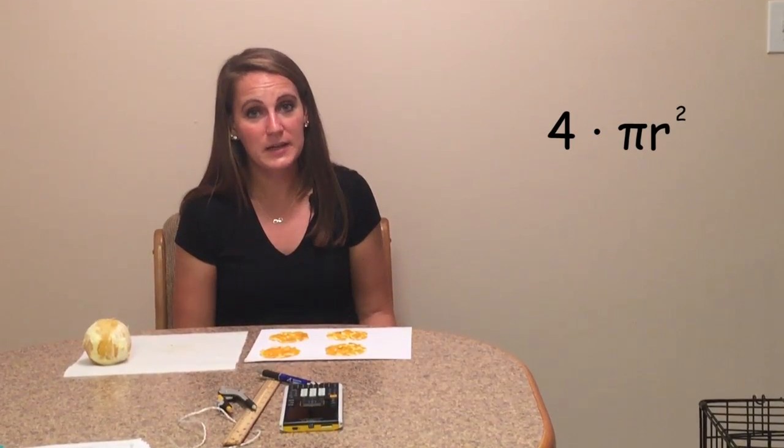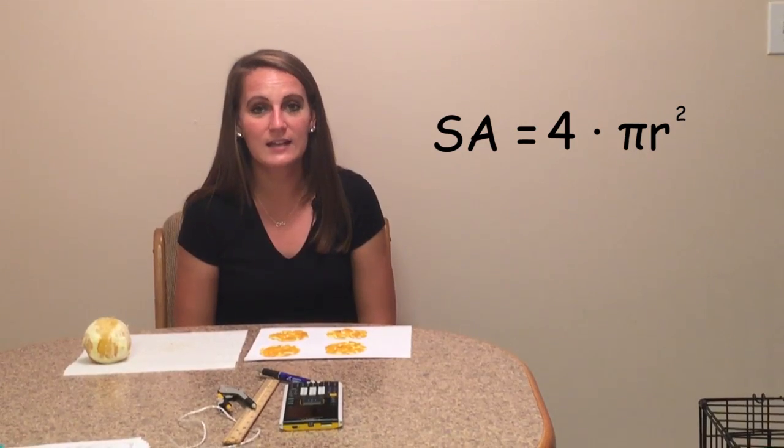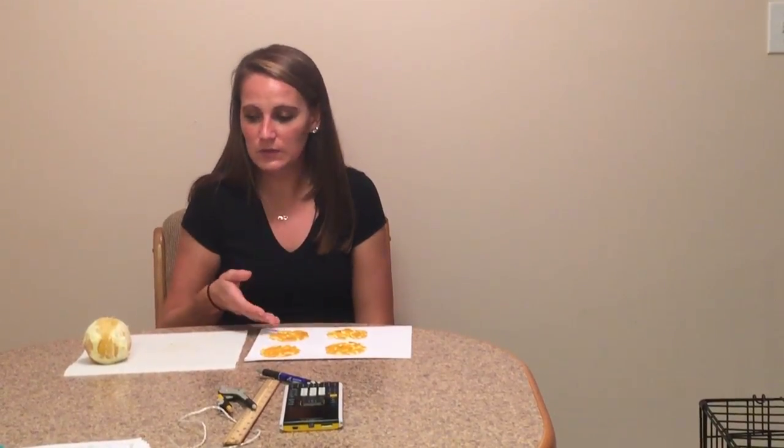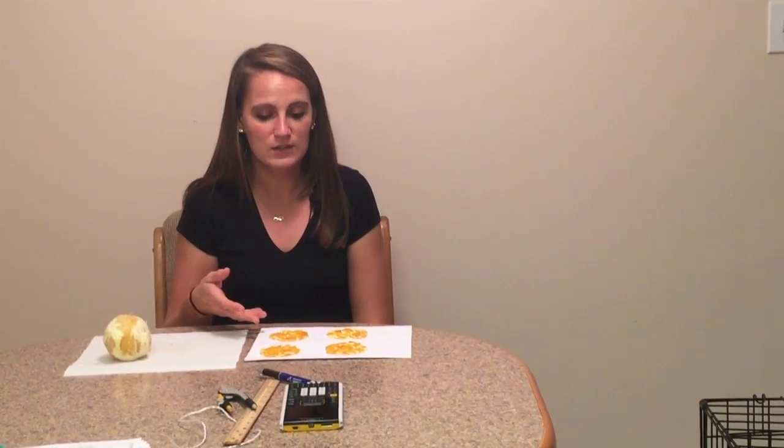4 pi r squared is the same as the surface area formula for our sphere, and that is where our surface area formula comes from. So 4 circles completely fills and covers the surface of one spherical orange, or any sphere that you can think of. And our circles match the size of our orange because we measured the circumference and found its radius, so they're identical to our sphere.